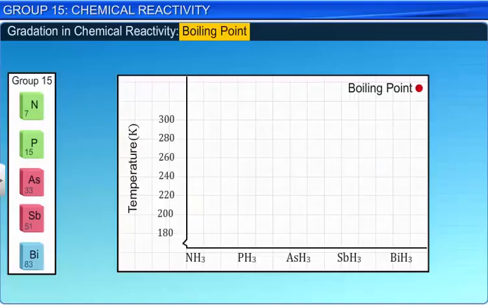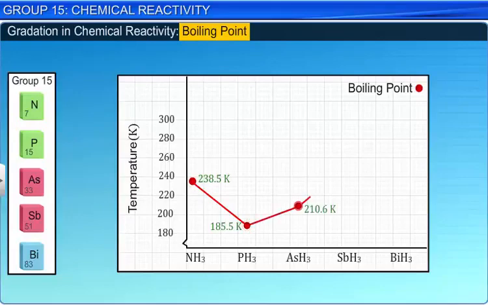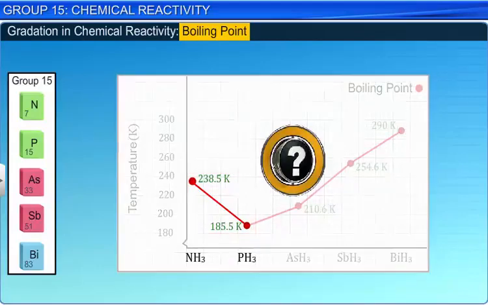As you can see from the graph, the boiling point of hydrides decreases from ammonia to phosphine and then increases from phosphine to bismuthine. Note that there is a sharp decrease in the boiling point as we move from ammonia to phosphine. How do you account for this?